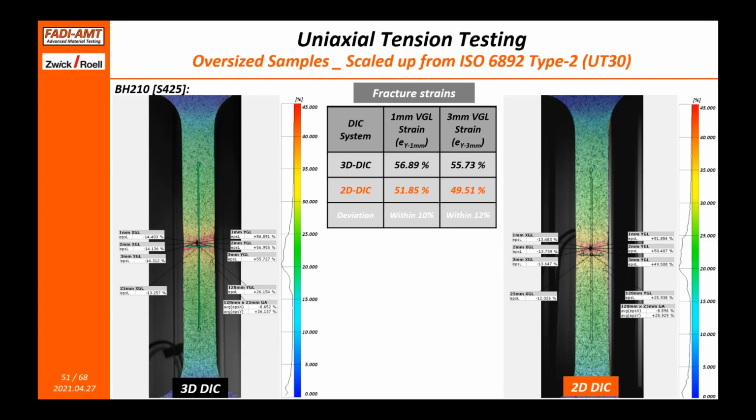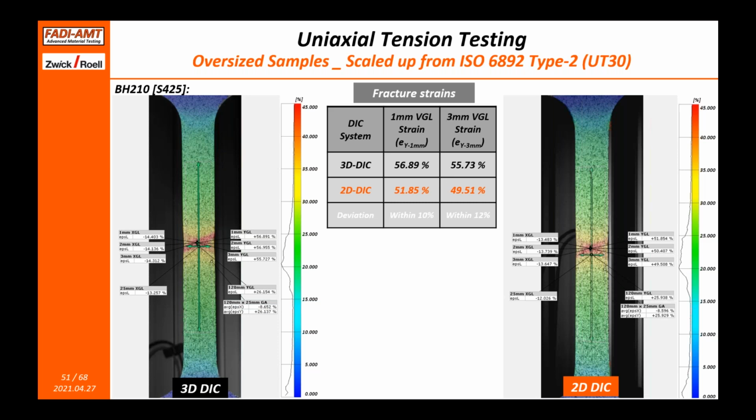Here I'm showing the same strain maps, and now I'm looking at the strains that are localized around the fracture point. And I'm writing in this table just the 1 millimeter and the 3 millimeter extensometer values, and you will see differences. So let me focus on the 3D DIC. We're seeing about 57% for the 1 millimeter extensometer, while for the 2D DIC, I'm seeing 52. That is a difference of around 10%. So it should be significant.